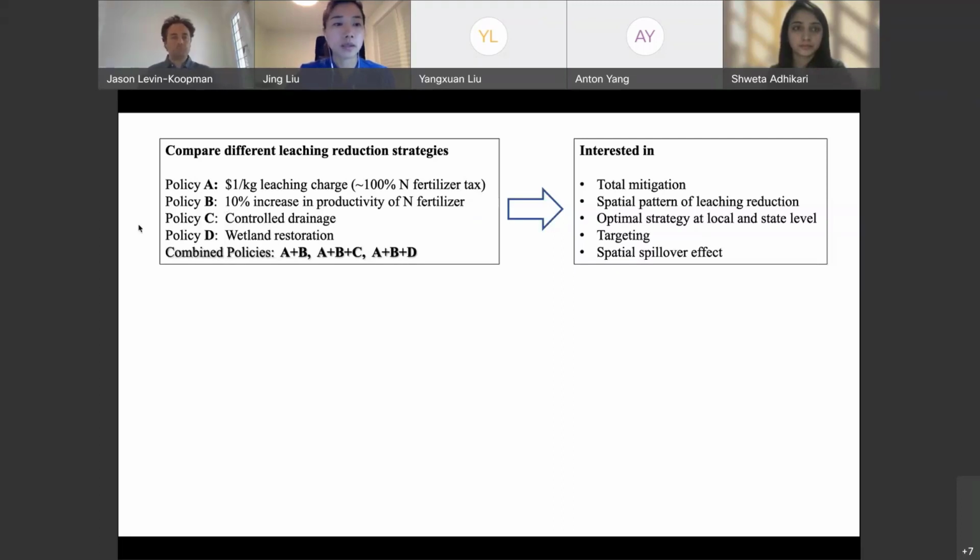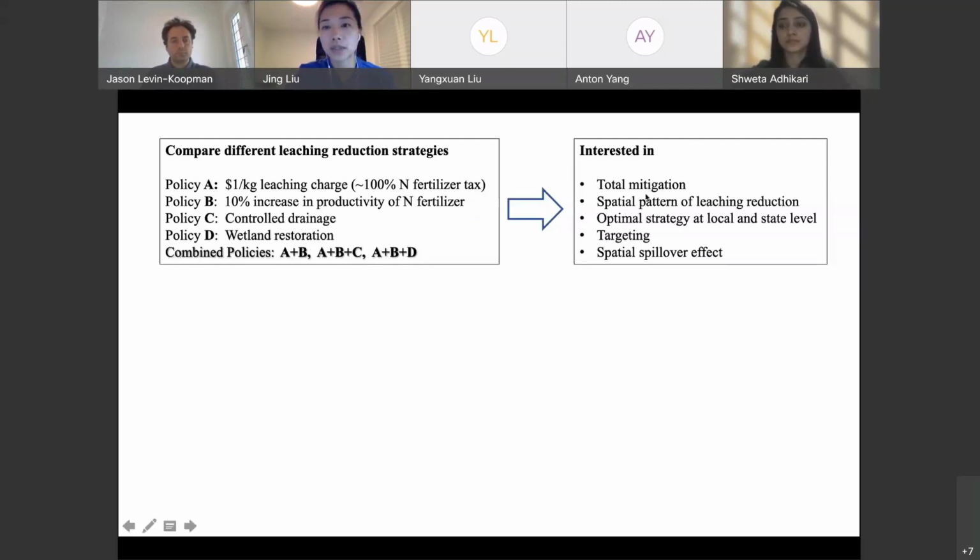Policies C and D correspond to the edge-of-field practices. Here we focus on controlled drainage and wetlands. Those two have been widely adopted in the Corn Belt and have been shown by the literature to be among the most effective nitrogen management practices. Then at the end, we tested some combinations of these policies to see what the largest amount of nitrogen reduction would be if they are accumulated.